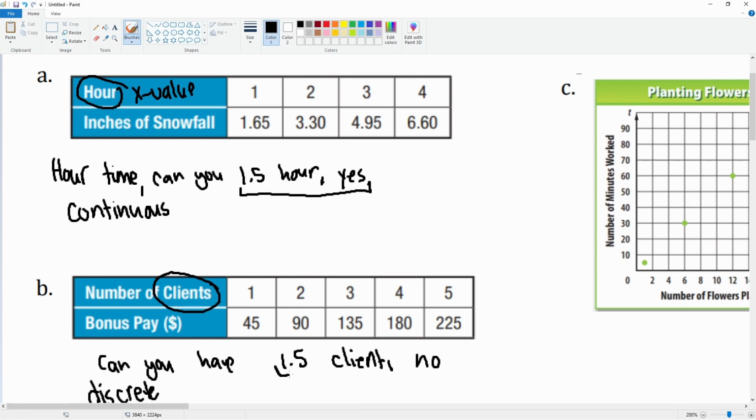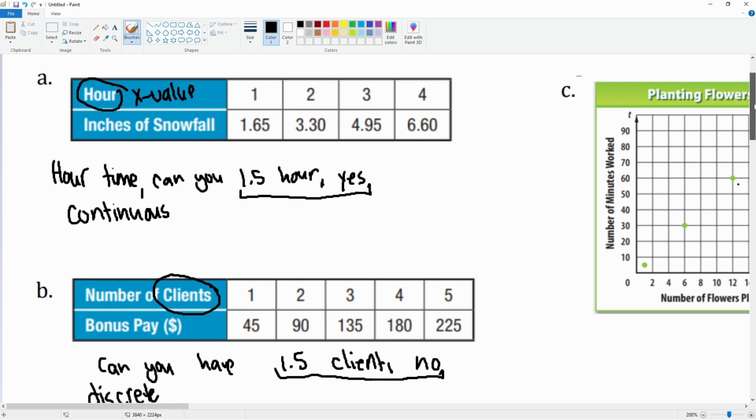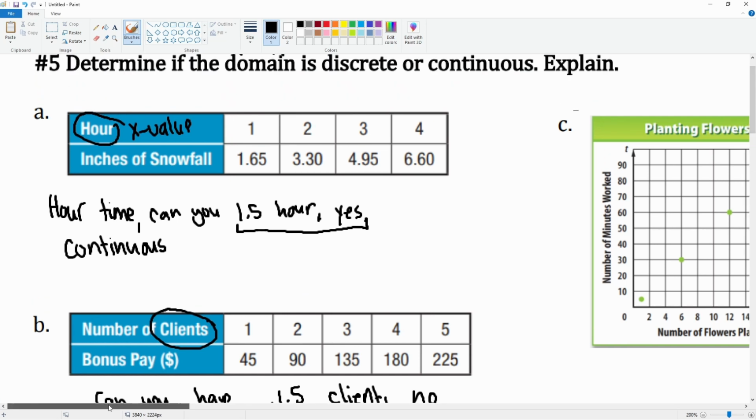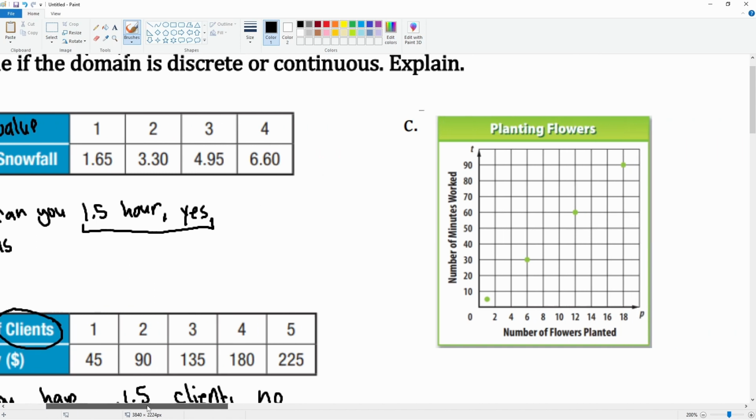That is the difference. Right? You apply this idea of the 1.5 test. If you can have 1.5 of something, right? The decimal version of it, the rational number version of it, it's continuous. Okay? If you can't have a decimal, you can't have a rational number of it, it becomes discrete. Right? So that's the idea of discrete or continuous. When you look at the chart, you have to look at the x values and apply the 1.5 test.